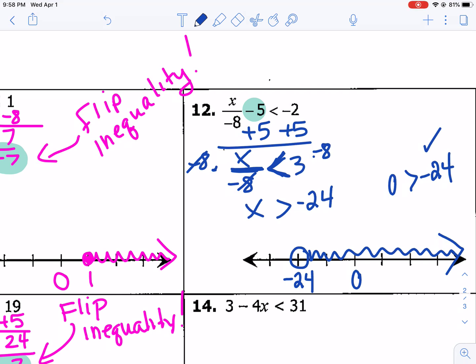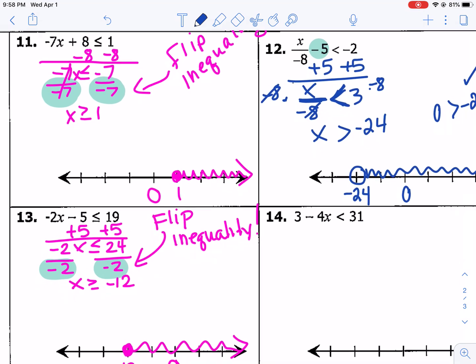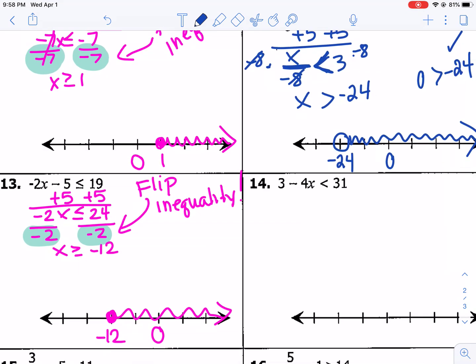All right, let's move down to number 14. There's number 13, in case you want to try that. Number 14, I need to get rid of that positive 3 first. It's a positive. Don't look at this symbol. No, look at the symbol in front. And if you want to write it in, it's a positive 3. So let's subtract by 3.